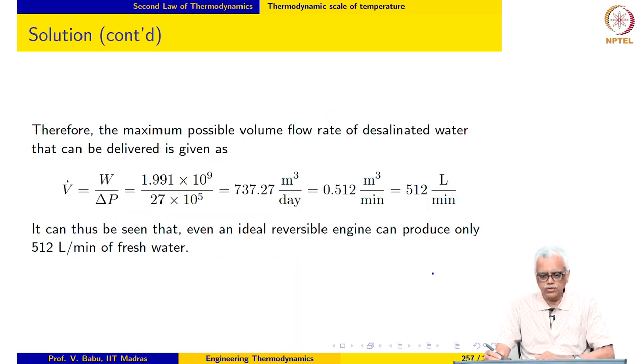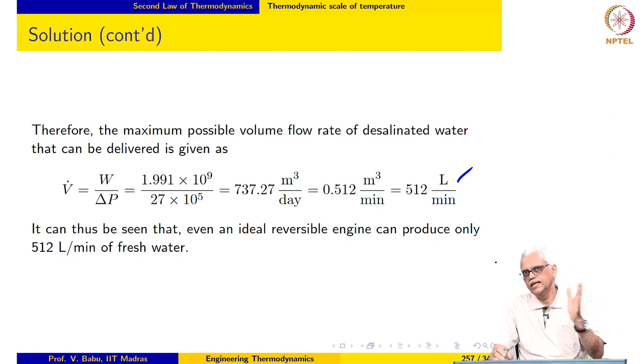Therefore, the maximum possible volume flow rate of desalinated water, we are saying maximum possible because we are using a Carnot engine for the purpose of converting the solar energy to work, is given as W divided by delta P. So, if you convert it into proper units, we get this to be 512 liters per minute.